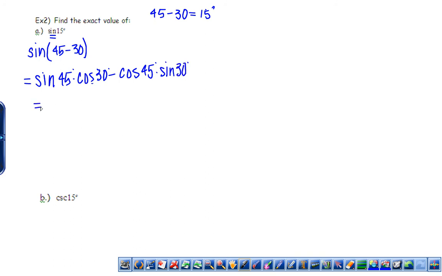Okay, now we are finding exact values. So if you wanted to, you could go off to the side and draw your 45-degree triangle. This is 1, 1, root 2. And you could draw a 30-degree triangle if you needed to do so. If you don't need it, that's great.